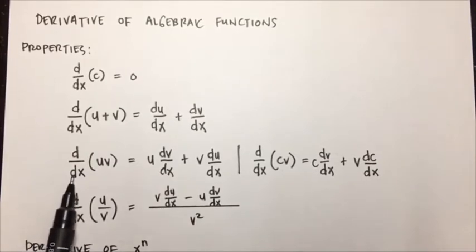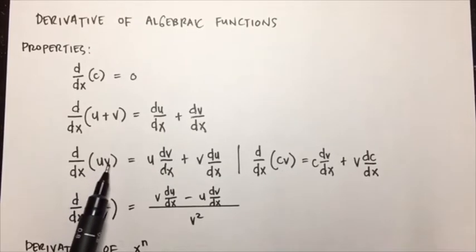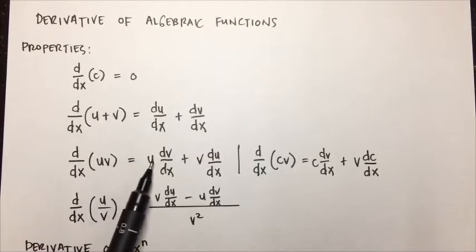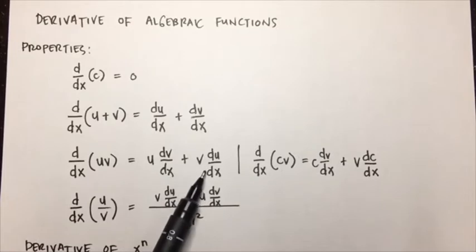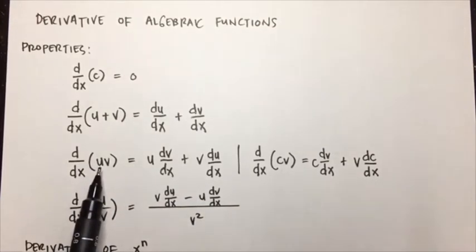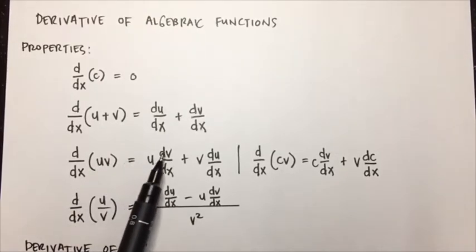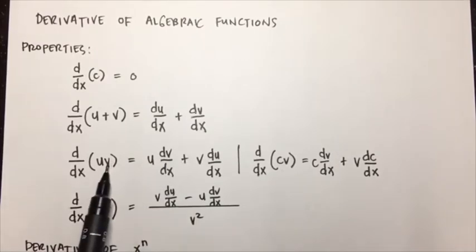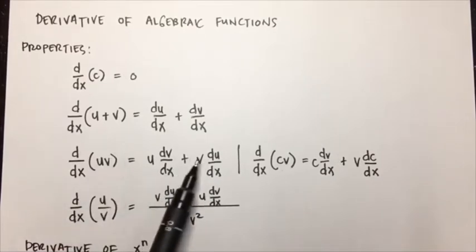The third one is called the derivative of a product. If we have a product of u and v, its derivative with respect to x is equal to u multiplied by dv over dx plus v multiplied by du over dx. It means that we copy the first factor and then multiply by the derivative of the other factor. Plus, copy the other factor and then multiply it with the derivative of the first factor.